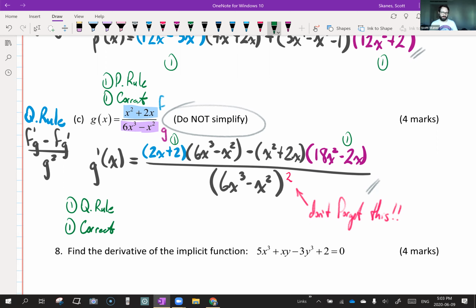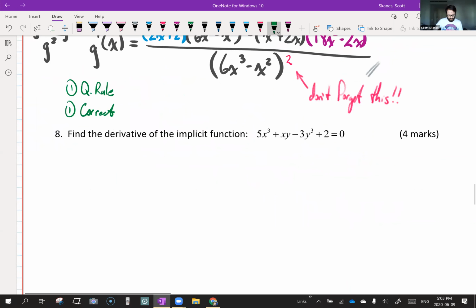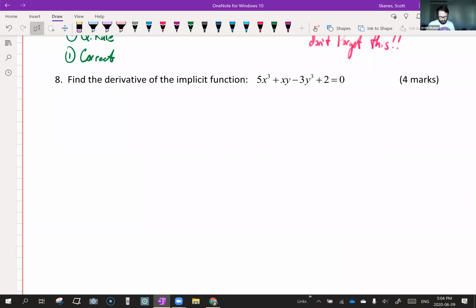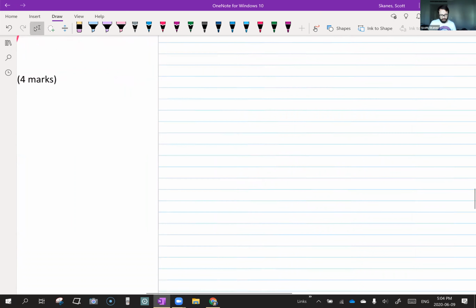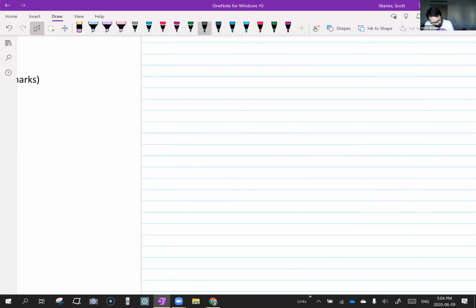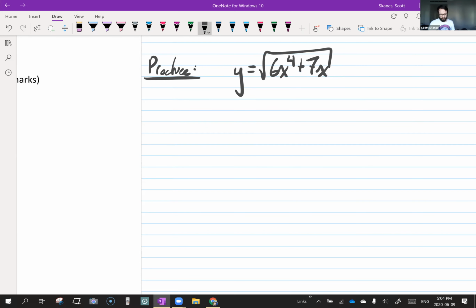Let's keep going so that we have a full answer to the whole assignment. 8. Find the derivative of the implicit function. So before I do this, I just want to do a little side note. I want to give you a chain rule question because we didn't actually do one in this assignment, and maybe I'll give you one on your assignment tomorrow. So just a little extra practice. What if you had this? Let's just say you needed to get the derivative of this function.